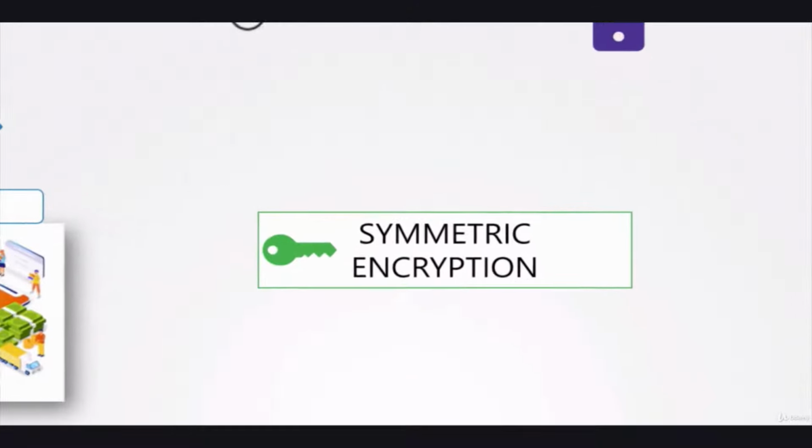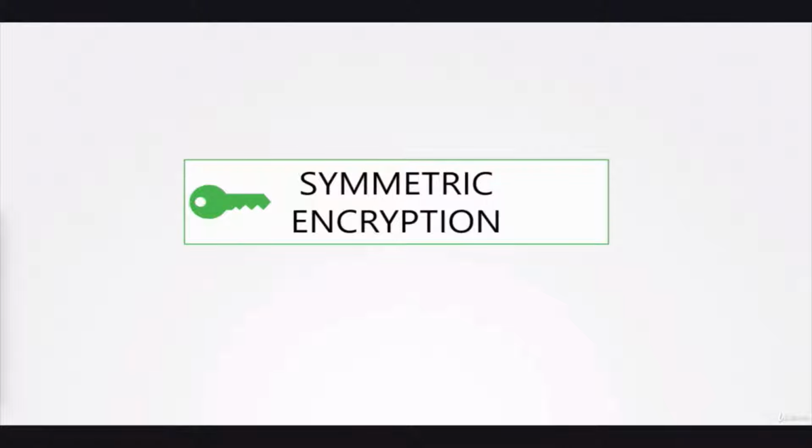It is a secure way of encryption, but since it uses the same key to encrypt and decrypt the data, and since the key has to be exchanged between the sender and the receiver, there is a risk of a hacker gaining access to the key and decrypting the data. And that's where asymmetric encryption comes in.